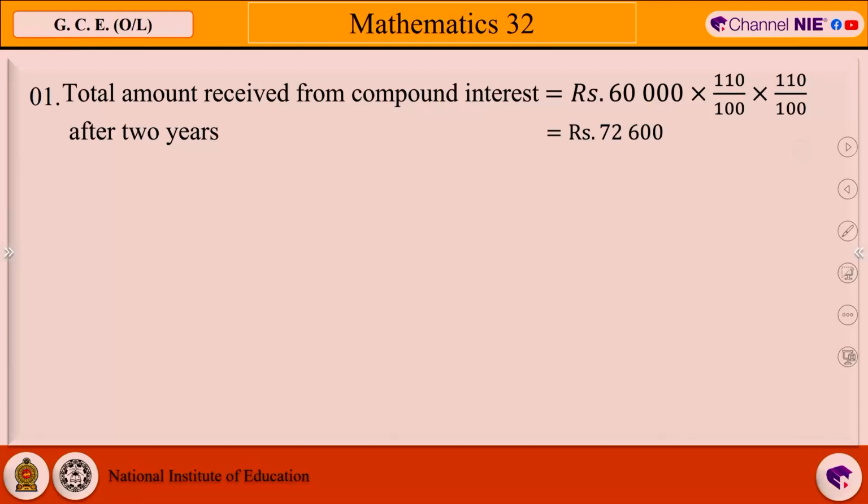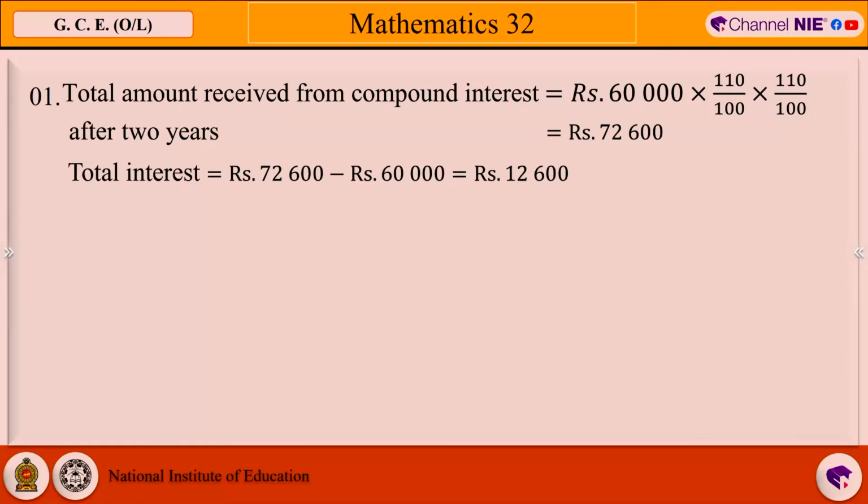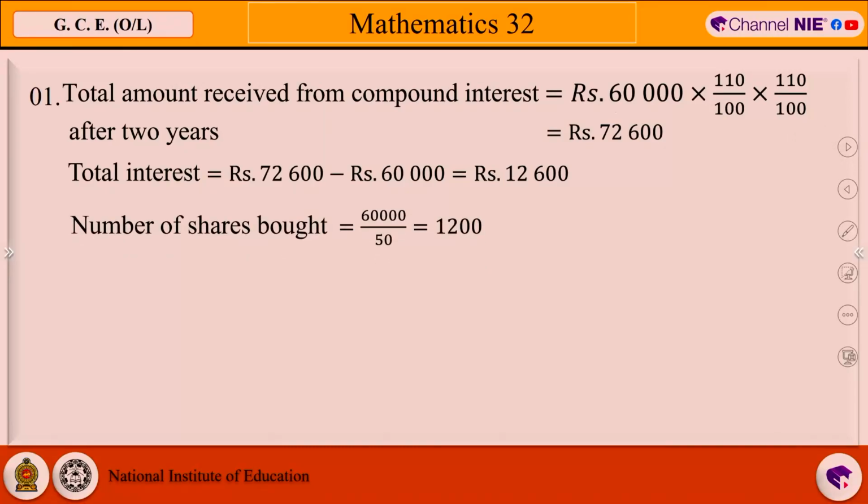Then we can calculate the total interest because Upul deposited 60,000 rupees and he got 72,600 rupees as the total amount after 2 years. Then the total interest he received is 12,600 rupees. Okay, then we can move on to the shares, isn't it?